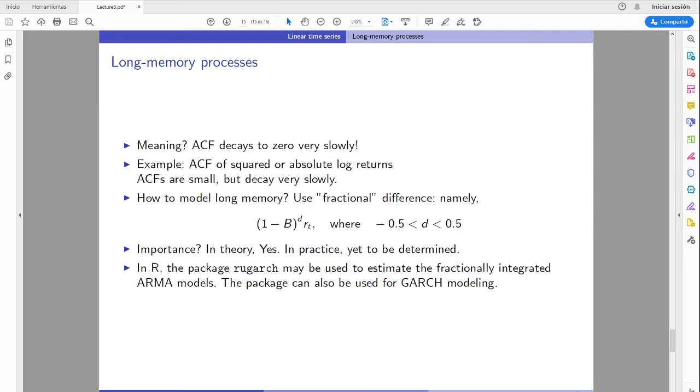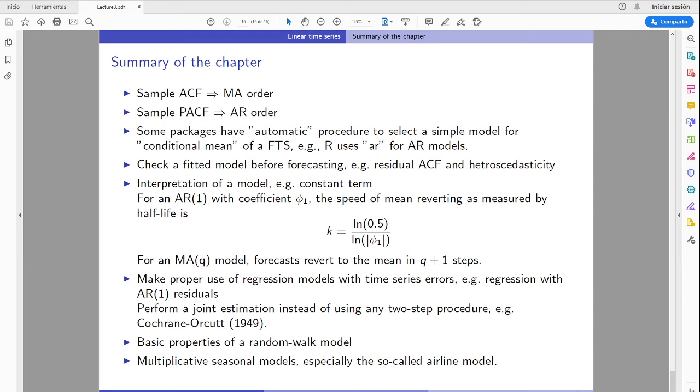However, in R, we have the package rugarch that we could use to estimate these fractionally integrated ARMA models. It's yet to be determined how important they are, but it doesn't mean we can't work with it already. This package can also be used for GARCH modeling, and that's something we will be seeing in lectures 4 and 5. It's extremely important, one of the fundamentals of this course.